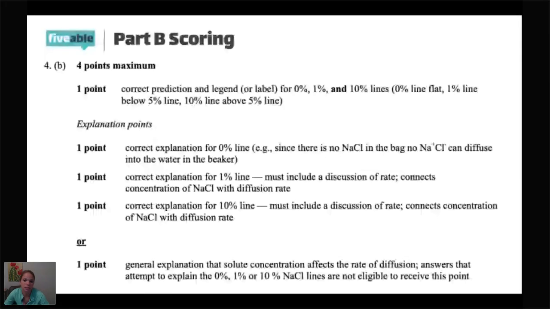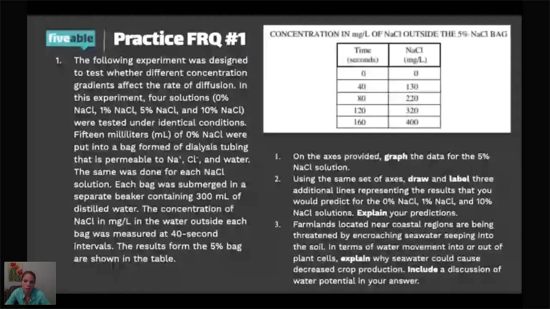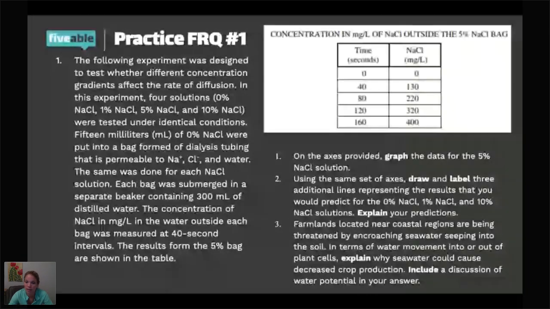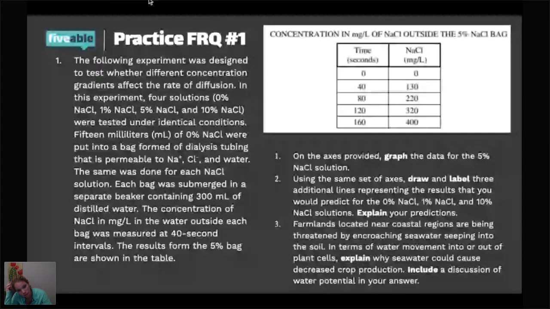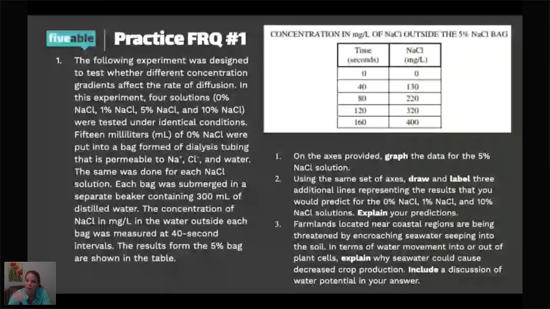So part C is going to say farmlands located near coastal regions are being threatened by encroaching seawater seeping into the soil. In terms of water movement into or out of plant cells, explain why seawater could cause decreased crop production. Include a discussion of water potential in your answer. So again, we haven't talked much about tonicity yet. We haven't talked much about that water potential. That's something that is coming, but I wanted to go ahead and give y'all a taste of this.